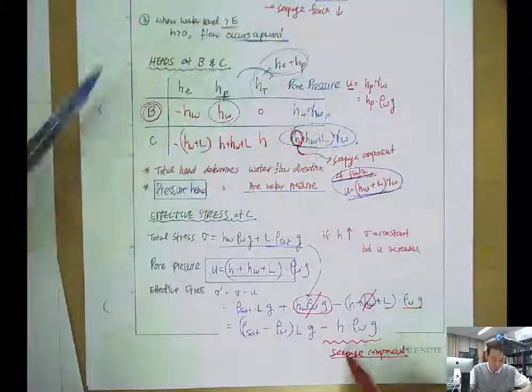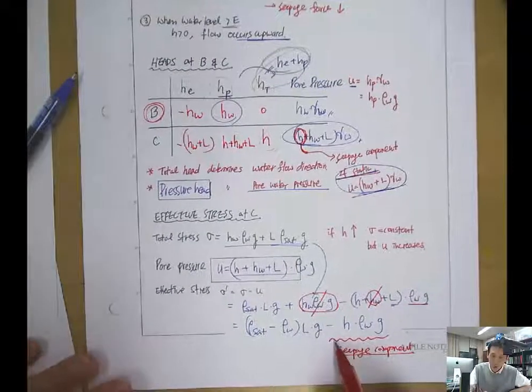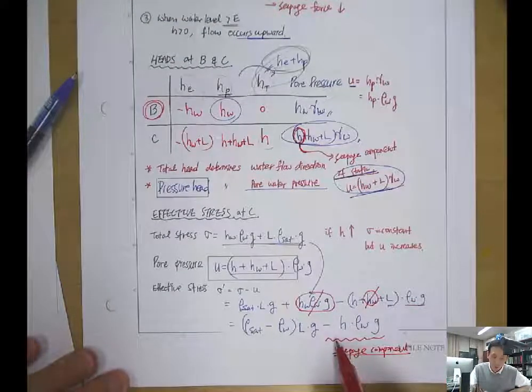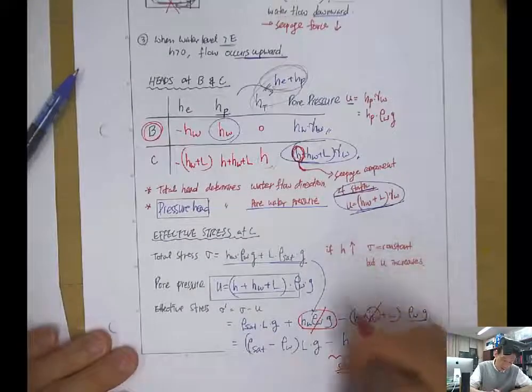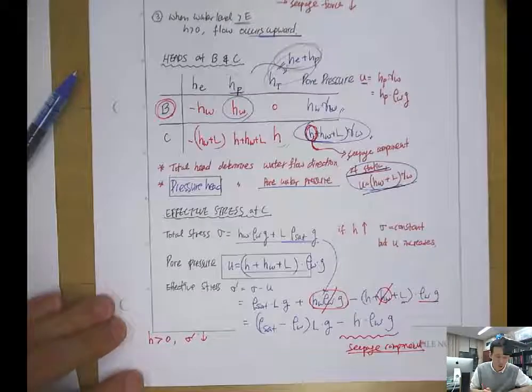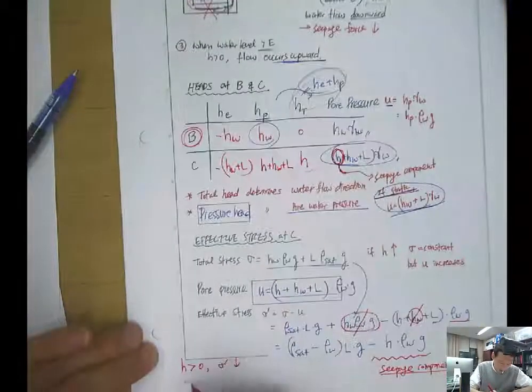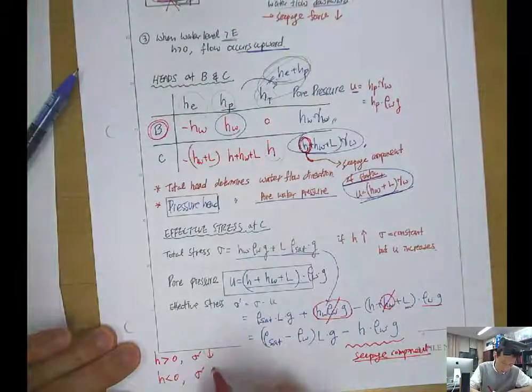So if the H is positive, the effective stress is reduced by the water flow. That means that if H, again, is positive, sigma prime goes down. H positive means that it's upward flow. If the H is negative, which means downward flow, then the effective stress goes up.